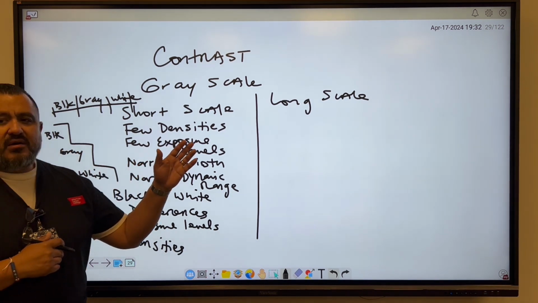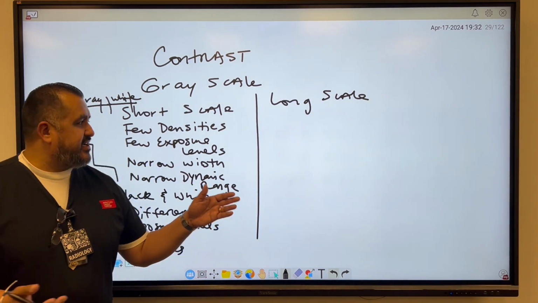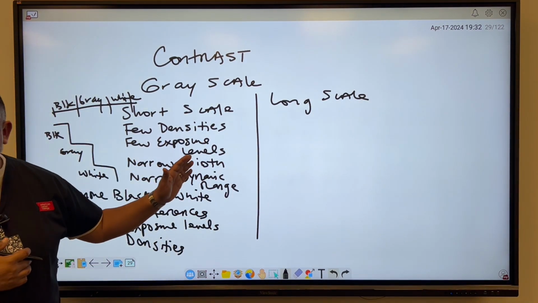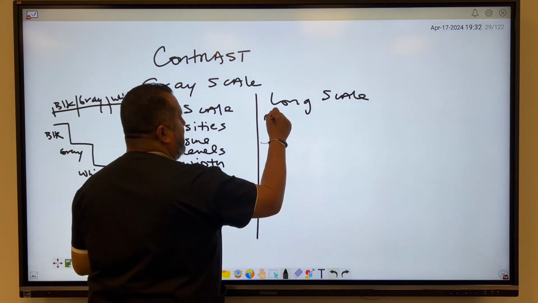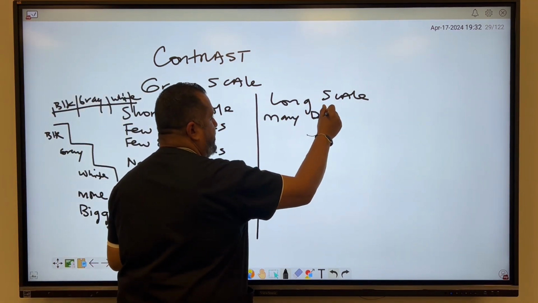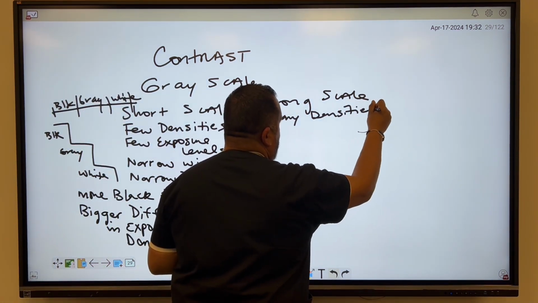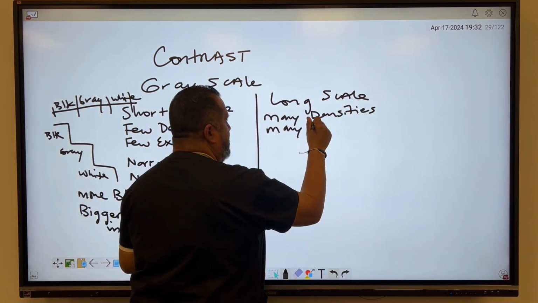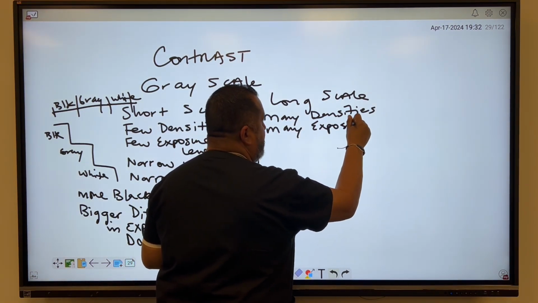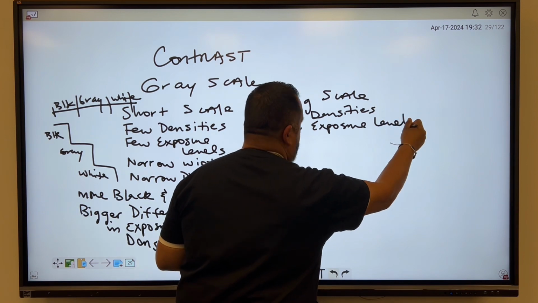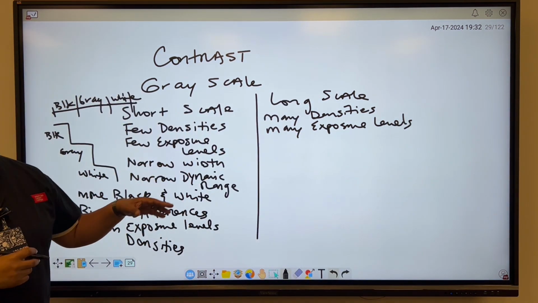Now, when it comes to long scale, it's going to be the totally opposite. It's going to be many densities, many exposure levels. All right, so we'll write that down. So many densities, many exposure levels, and that are represented on the image. All right, and look, it's going to be totally opposite.